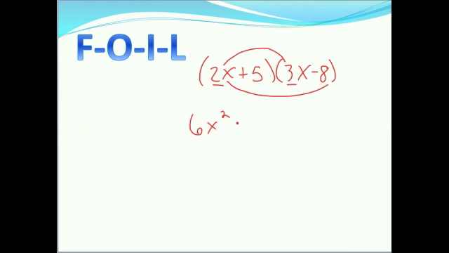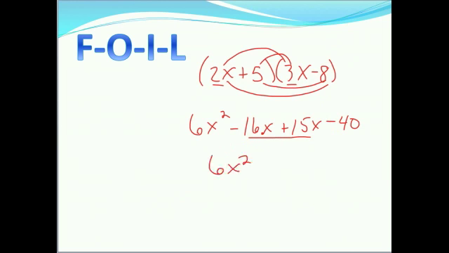That's 2 times negative 8, so it's going to give us negative 16x. We do our inners, that's 5 times 3, so that's positive 15x. And we do our last, 5 times negative 8, gives us negative 40. So now we have these like terms that we can combine.